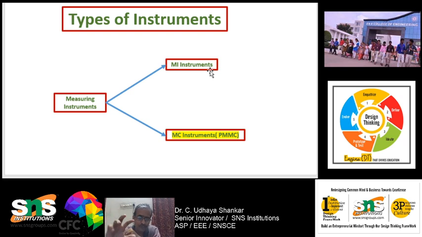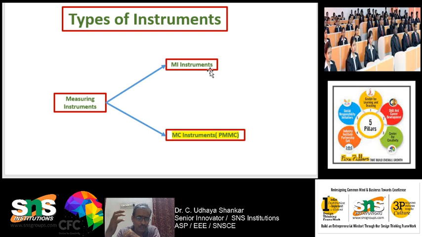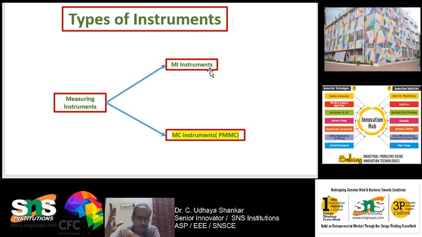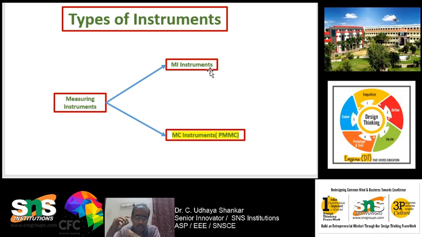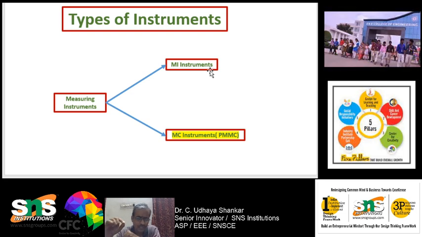Moving iron is different from moving coil. As we discussed in the previous video, moving iron is suitable for measuring both AC and DC, but it is quite inaccurate for DC measurements. So, in order to have accurate measurement of DC values, we use MC instruments, that is, moving coil instruments. The other name of the moving coil instrument is PMMC.